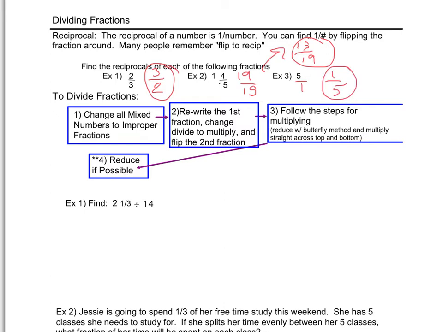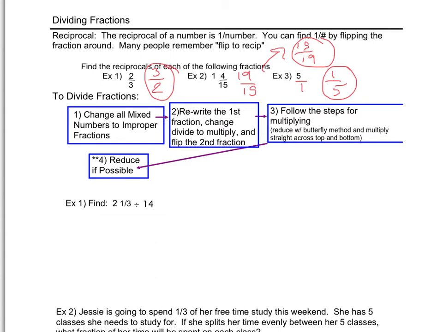Now that I understand what a reciprocal is, let's go ahead and look at the directions for dividing. Once again, just like all the other ones, I'm going to start by changing all my mixed numbers to improper fractions. This is the important step, this one right here, step number 2. I'm going to rewrite the first fraction, the first being the one on the left. I'm going to change the division sign to multiply, and then I'm going to flip the second fraction.